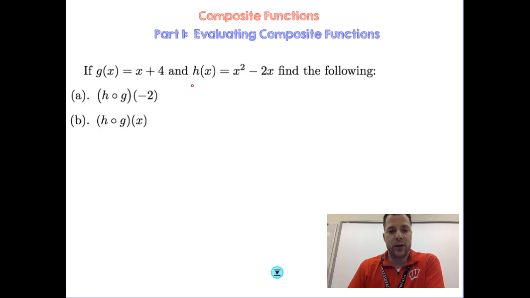Okay, so here are our functions. G of x equals x plus 4, and h of x equals x squared minus 2x. Find the following two things. Let's see if you can go ahead and do that. I'm going to quick pause and then give you a break and come back.